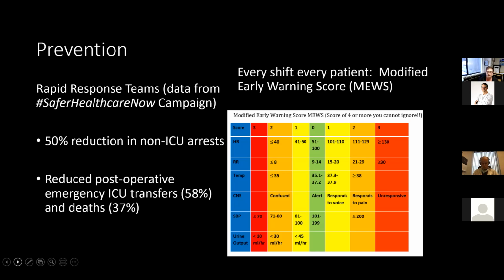The other initiative that is recommended in the literature, and one of our units in the regional hospital has adopted this, is a modified early warning score. And so they call it a MUSE. And this is done on every patient, every shift by the nursing staff. And when your patient has a score of 4 or more, then there is actionable items that you have to manage. So managing that patient is a good preventative method for preventing cardiac arrest.